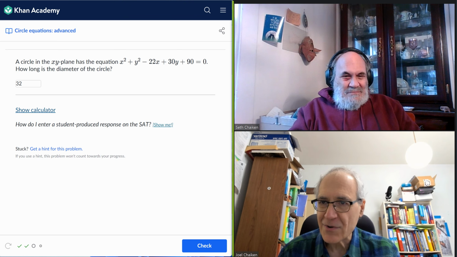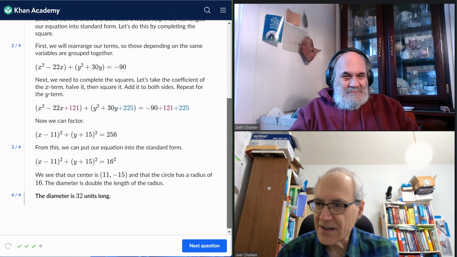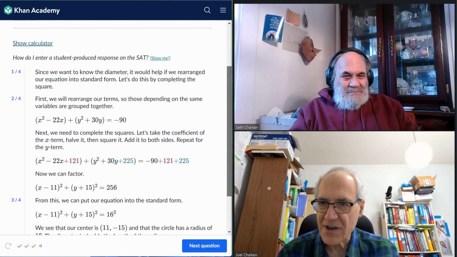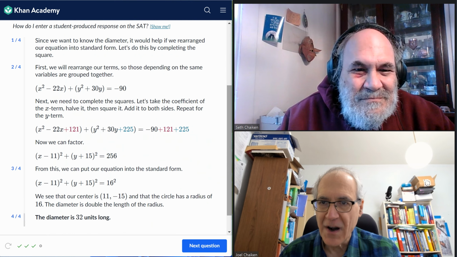32, and there are no units. Always have to check units here. There are no units in this problem. Okay, so how did they do it? 4 steps, so they didn't spend that much time doing it. Okay, since we know the diameter, it would be helpful to rearrange the equation in standard form.